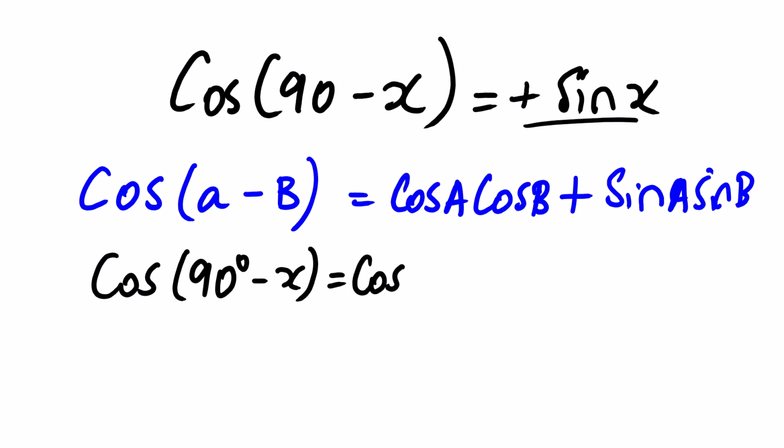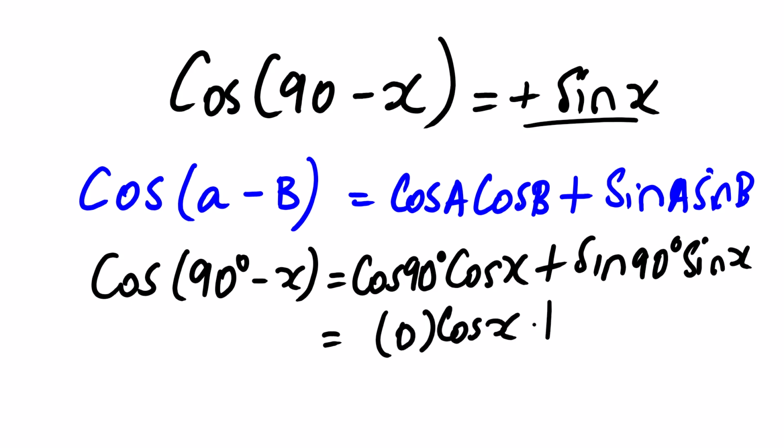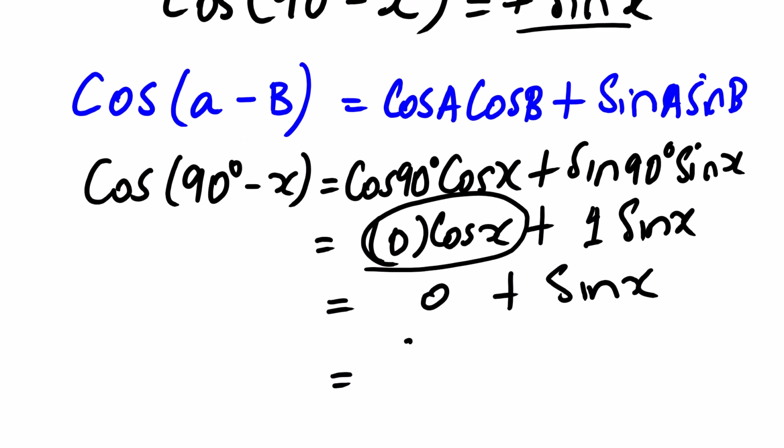Now we are going to have cos 90 cos x plus sine 90 sine x. Now what is cos 90? We know that cos 90 is equal to 0. Then we have cos x, plus sine 90 is equal to 1. We have sine x. So this will result into 0 plus 1 multiplied by sine x is sine x. Then this is simply sine x. I hope you can see this.